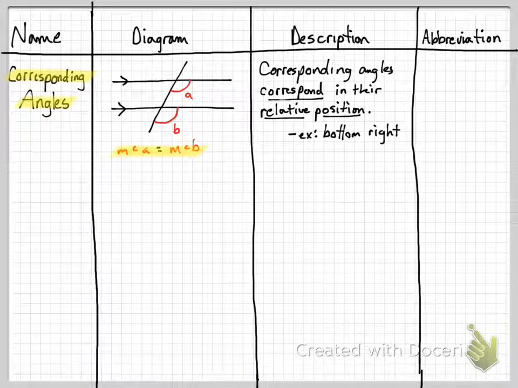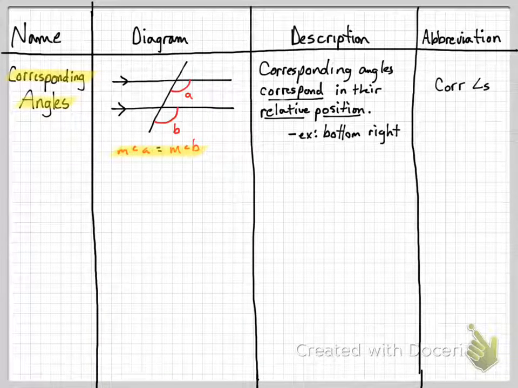Okay, our abbreviation for this is going to be corresponding angles, written like that. The abbreviation should be short, but it should also be clear enough that there's no confusion over what you meant. So that's why we write it out like that.